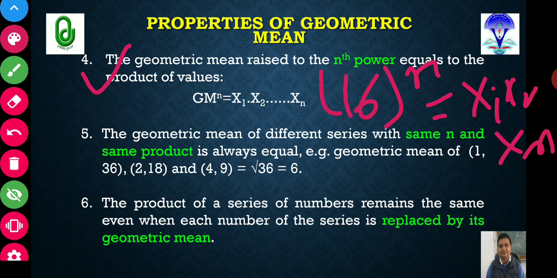Then the geometric mean of different series with the same n and the same product. Suppose you have two different series, and these two series have the same number of observations and the same product also. That means if you multiply the values of these two series, you get the same value. Then the geometric mean will always be equal. That means suppose you consider this series.